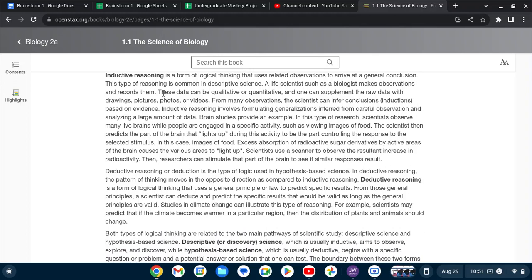Brain studies provide an example. In this type of research, scientists observe many live brains while people are engaged in a specific activity, such as viewing images of food. The scientist then predicts the part of the brain that lights up during this activity to be the part controlling the response to the selected stimulus. In this case, images of food, excess absorption of radioactive sugar derivatives by active areas of the brain causes the various areas to light up. Scientists use a scanner to observe the resultant increase in radioactivity. Then researchers can stimulate that part of the brain to see if similar responses result.